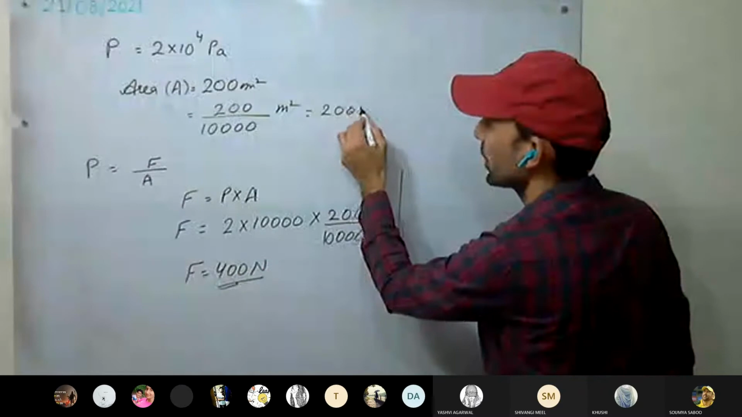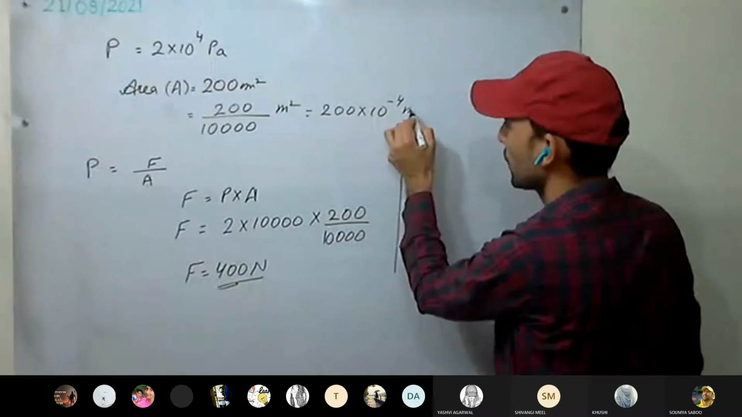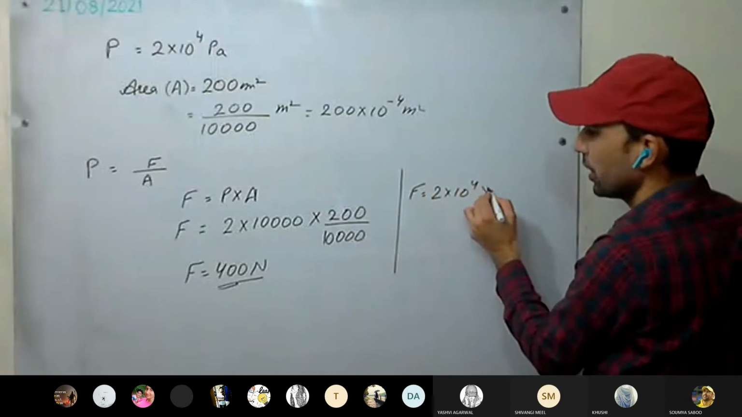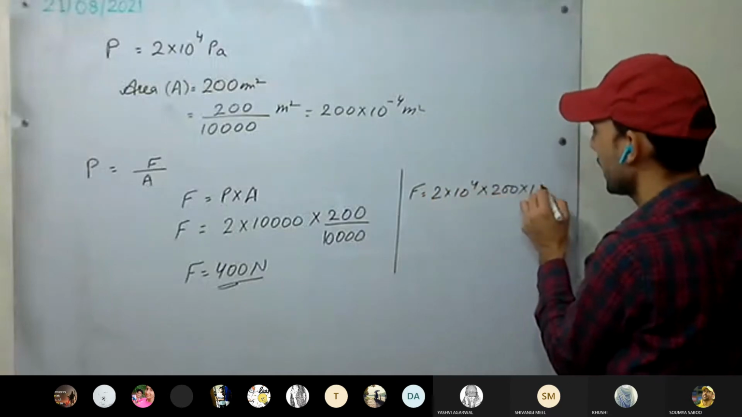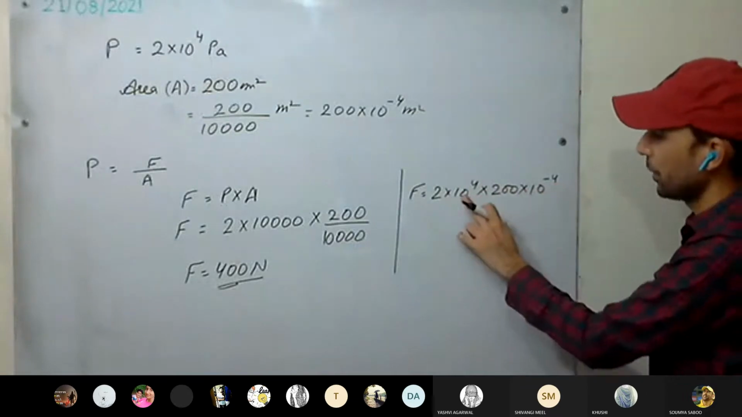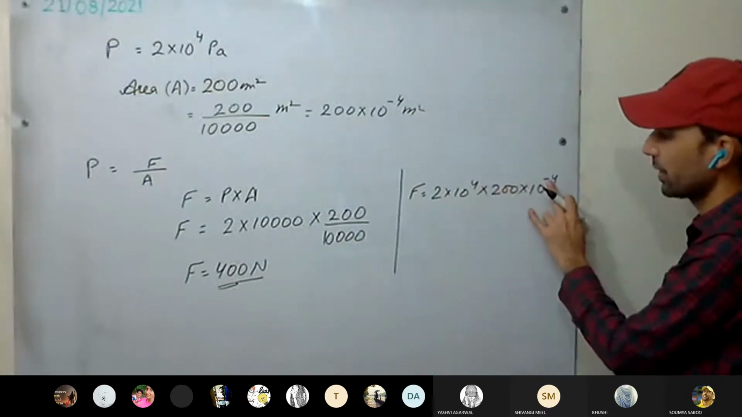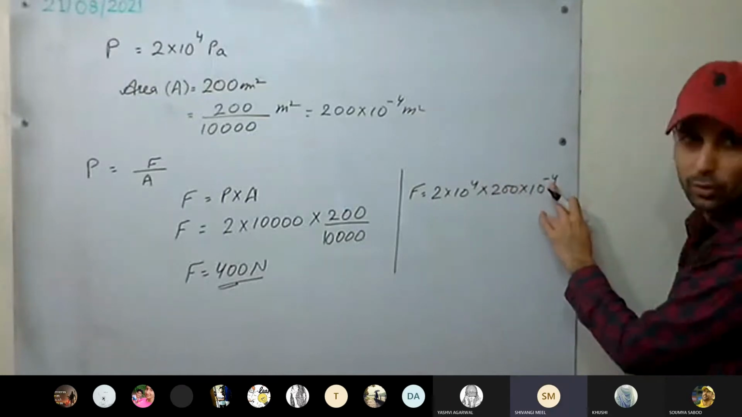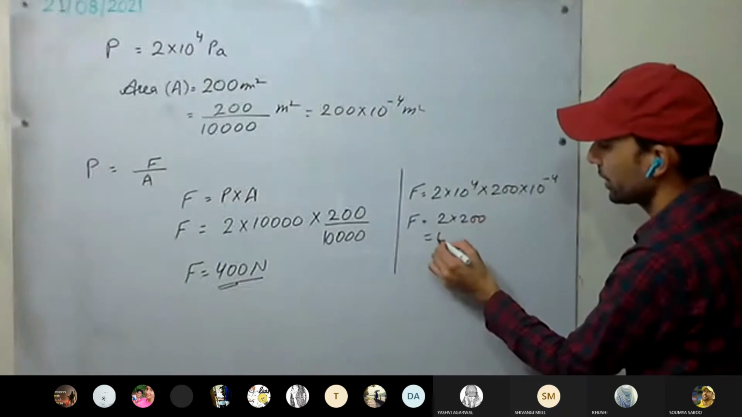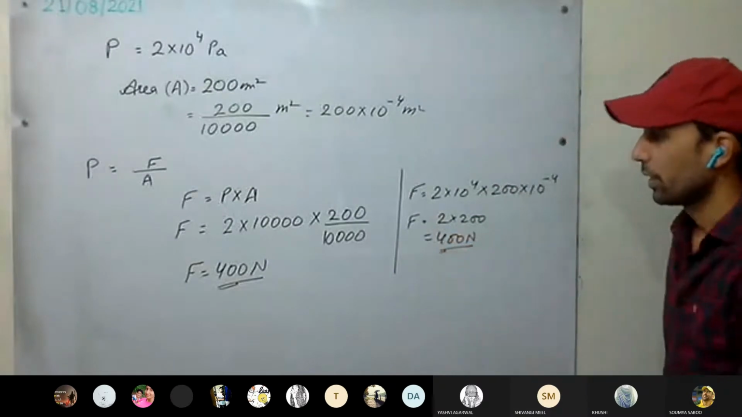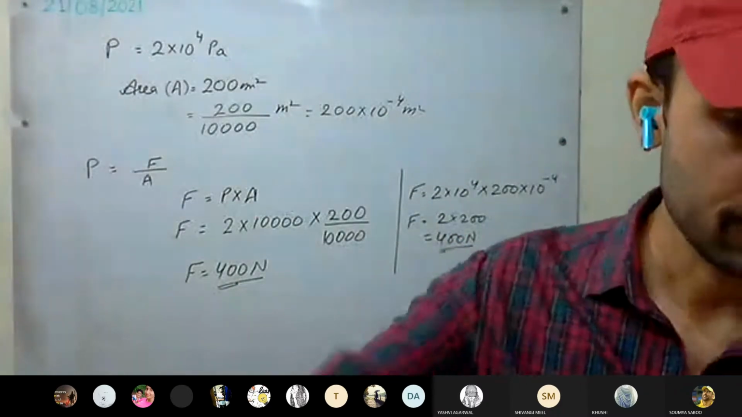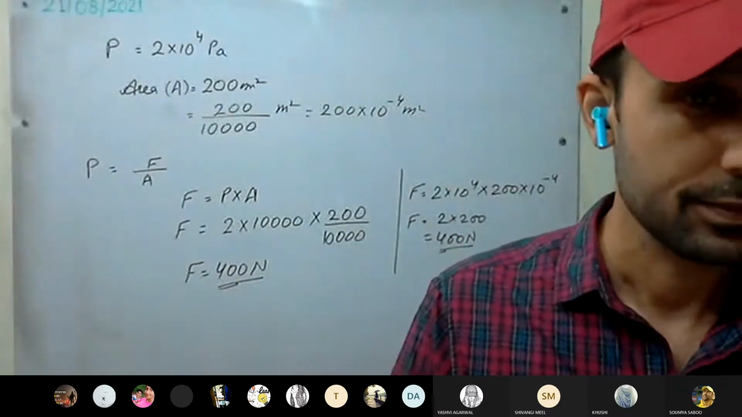You can write it as 200 into 10 raised to the power minus 4 meters square. Now multiply them. Force equal to 2 into 10 raised to the power 4 into 200 into 10 raised to the power minus 4. You have studied in mathematics, base is same, powers we add. So they will cancel or not? 4 minus 4, 0. 10 raised to the power 0 is 1. So F equal to 2 into 200, and it is 400 Newton. You do it like this, or you can do it like this. It's up to you. Okay, try next one now.